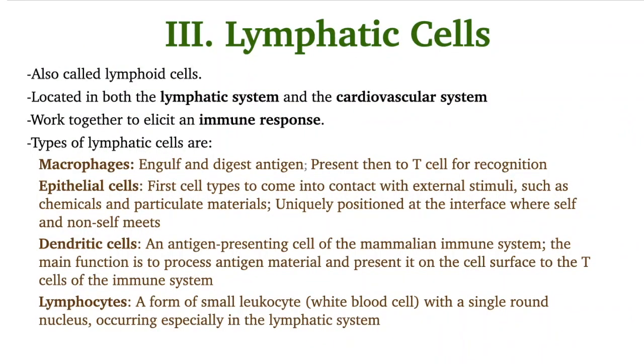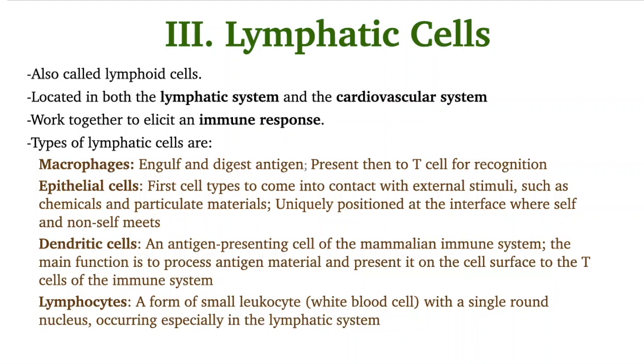Now let's end with the lymphatic cells, also known as lymphoid cells. These lymphatic cells primarily are going to be identified as macrophages, epithelial cells, dendritic cells, and lymphocytes. We'll get into the specific types of lymphocytes and white blood cells later on in the next unit, in the next lecture. But let's focus on these 4 types, which will elicit an immune response and protect our body.